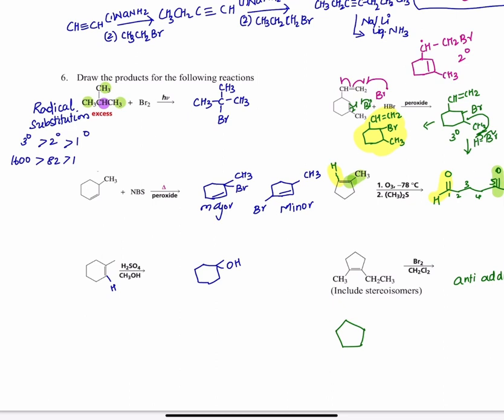So if one bromine is towards you, the other bromine will be away from you. And you still have the remaining groups. So this would be one enantiomer, and you will also be able to form the other enantiomer.